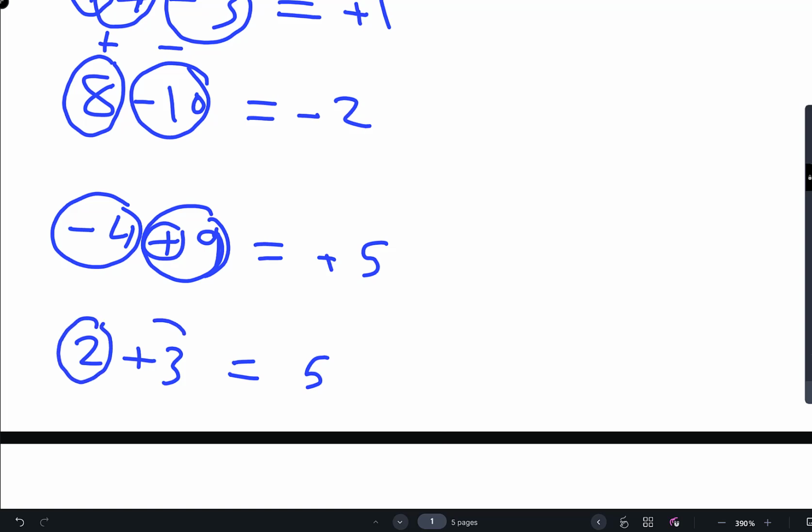they have the same sign, so I can combine them. I can add them.